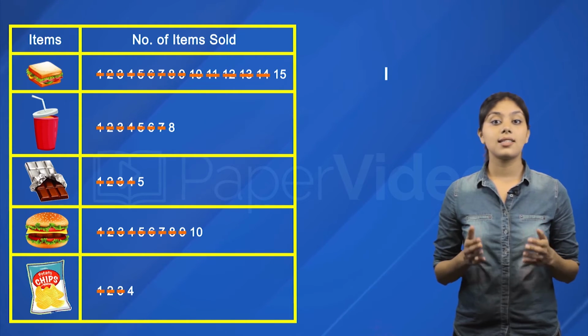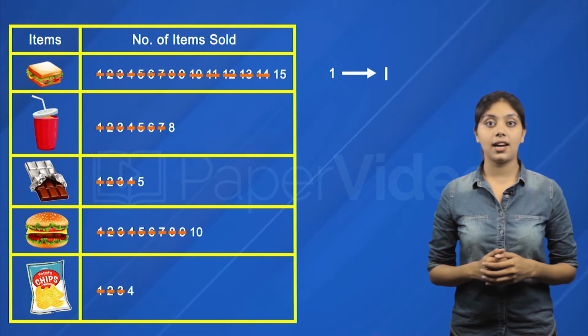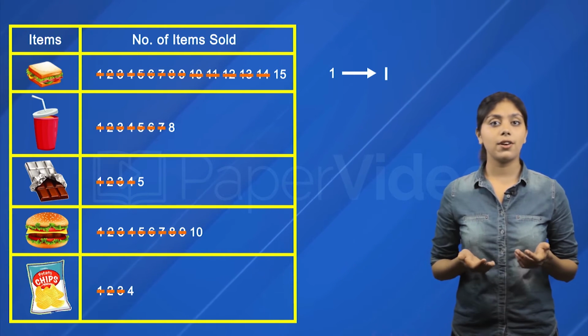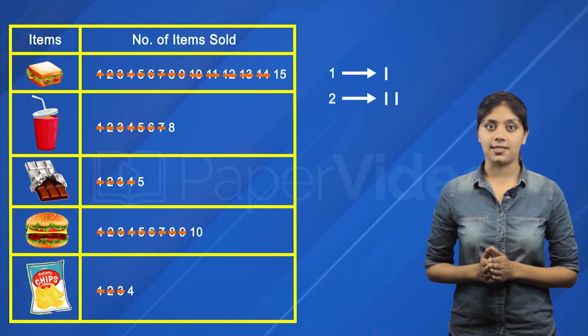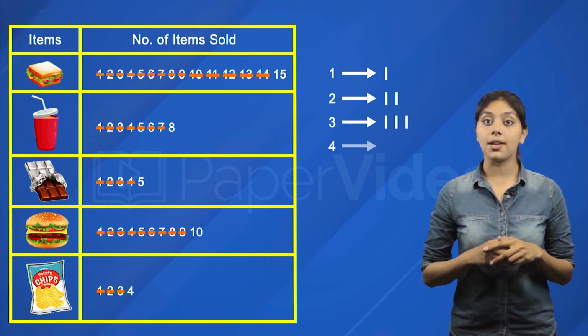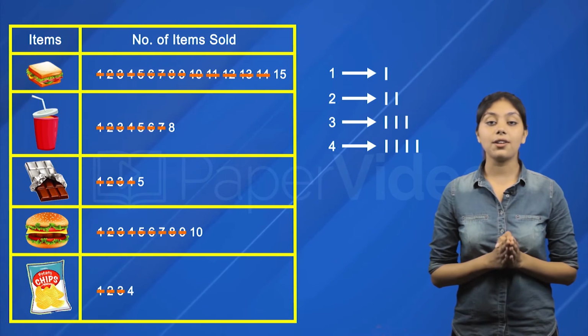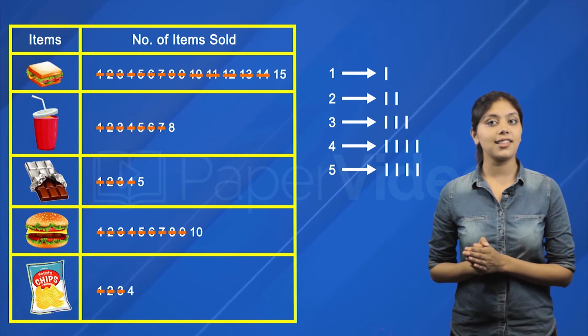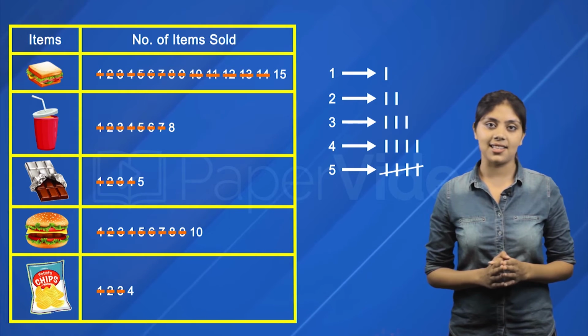Let's see. Suppose for 1, he puts a line like this. For 2, he puts 2 lines like this. For 3, he puts 3 lines like this. For 4, he puts 4 lines like this. And to represent 5, he puts 4 lines and then strikes them off diagonally like this.